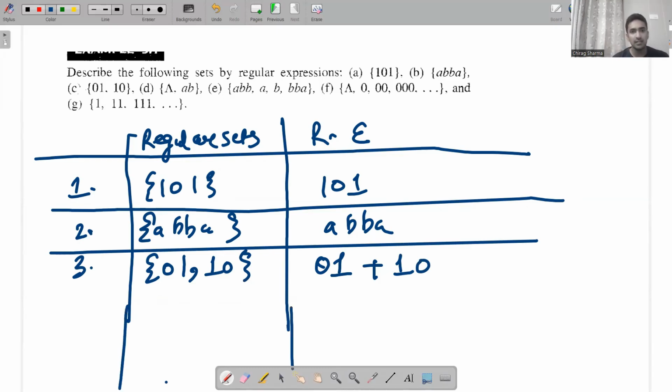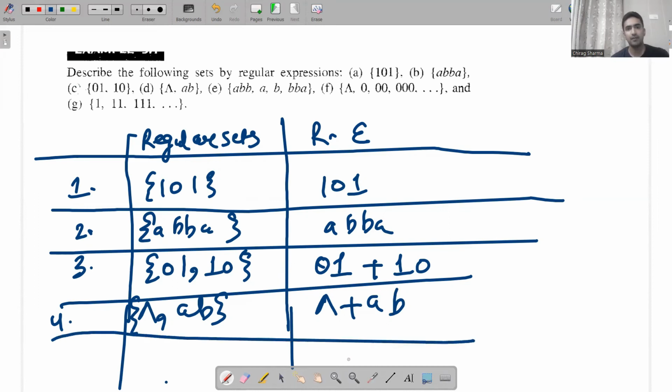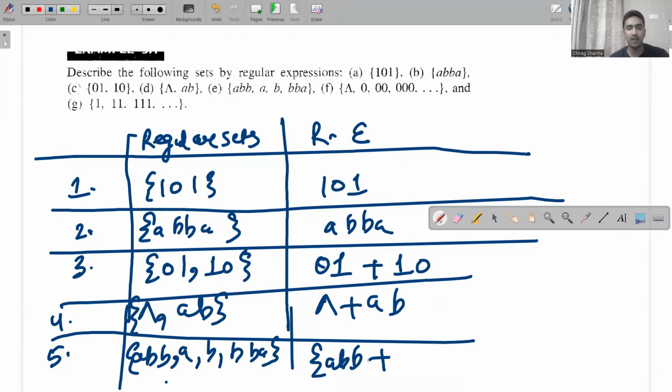Now the fourth part is given as null comma AB. Again, whenever there is a comma, either the answer is null or the answer is AB. Similarly, we have another question, and the fifth one is ABB, A, B, and BBA. So what can be the answer? If I have to represent it in regular expression form, either the answer is ABB, or the answer is A, or the answer is B, or the answer is BBA.